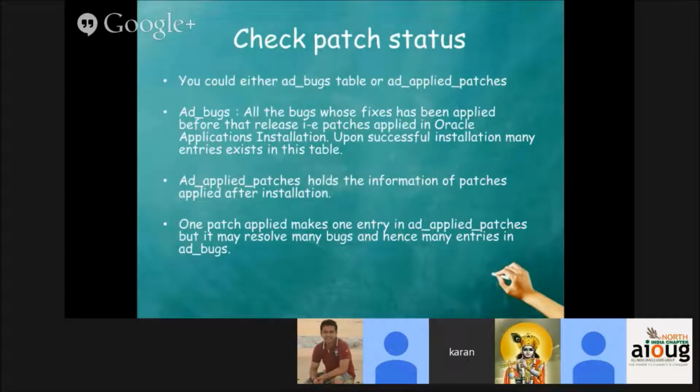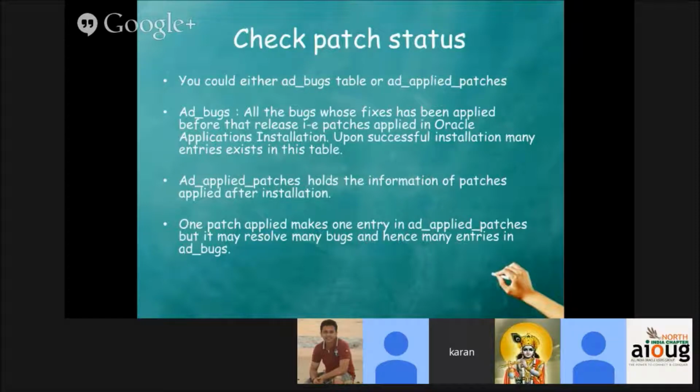Now you're done with the patch application. You need to verify if your patch has been applied successfully and has made an entry in the database. You could either query the AD_BUGS table or AD_APPLIED_PATCHES. There are two tables which we use to confirm if the patch has been applied or not. AD_BUGS consists of all the bugs that have been fixed by a particular patch, and it also has the information since the application was started in sequential order. So this can have a lot of entries.